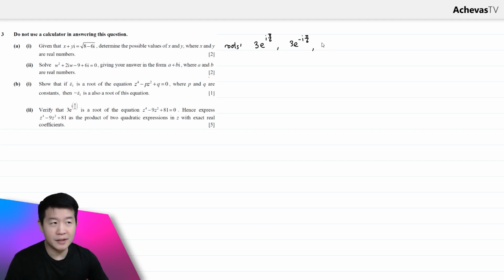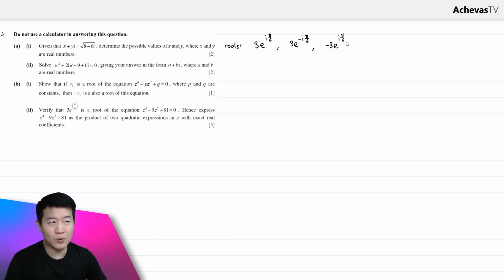And from part 1, like what we have just mentioned, if this is a root, that means minus 3e to the power of i pi over 6 must also be a root, because the negative of this will also be a root. That means the conjugate of this will also be a root, because like what I was saying, you are dealing with a polynomial with real coefficients. That means if I have a complex root, then the conjugate will be a root.